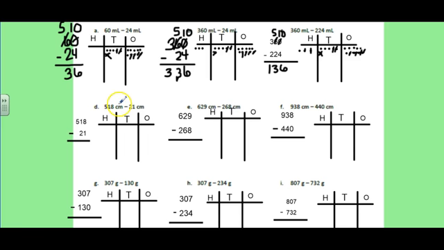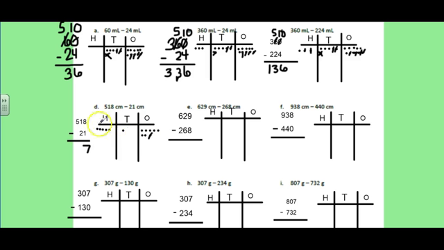Okay, so for 518 minus 21, I'm going to put 5 hundreds in the hundreds place. I'm going to put 1 ten, and then I'm going to put 8 ones. So my first step is to take 1 away from 8, which I can do. That's very simple. So I'm left with 7 ones. So 8 minus 1 is 7.